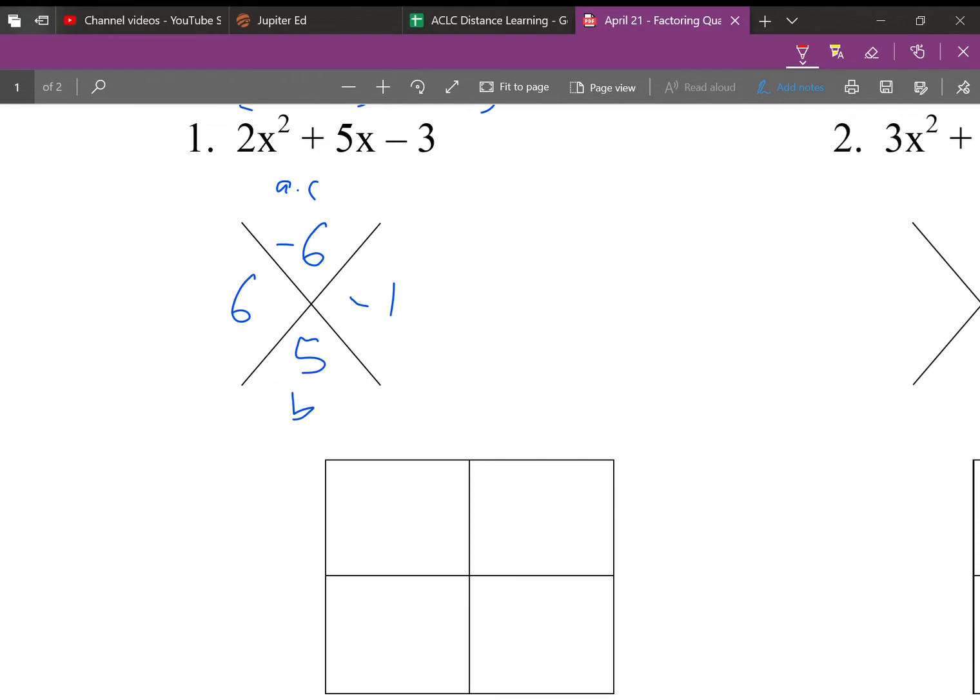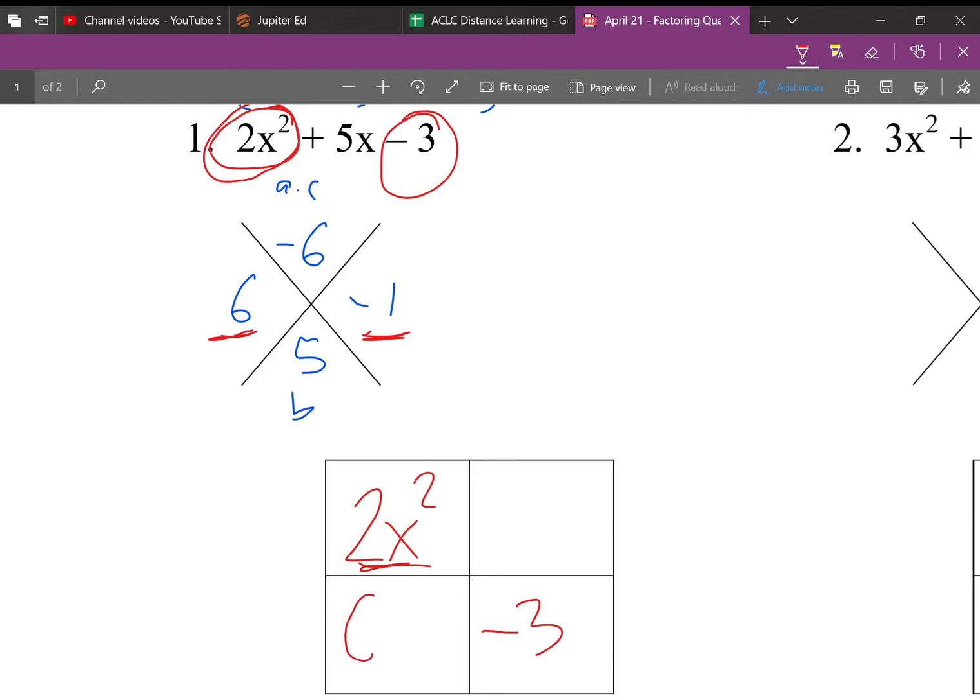First off, in the top left, we just use the first term from our original quadratic, which was 2x squared. So that goes on the top left. On the bottom right, we use c just the way it is, negative 3. And then in the remaining two boxes, we're going to use the numbers that we found. And we're not just going to put 6 and negative 1 here. We're going to put this in as 6x. And we're going to put this in as negative 1x.